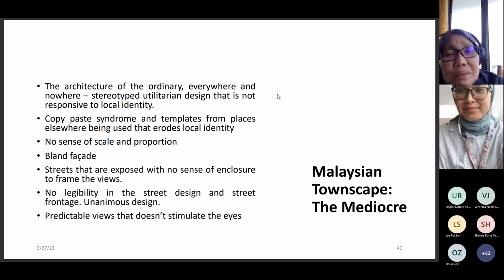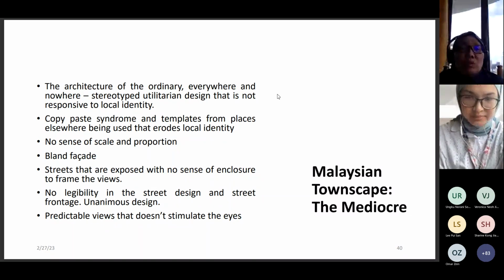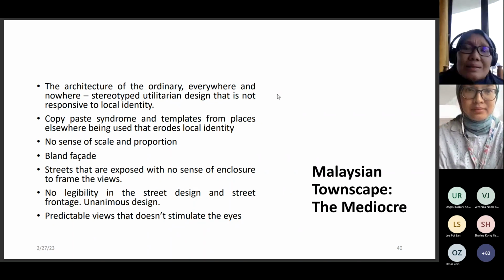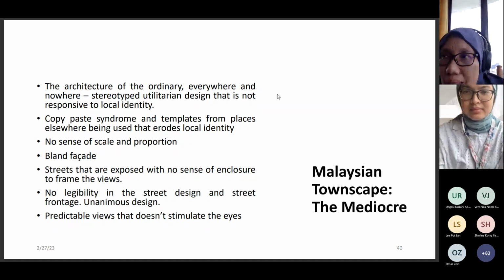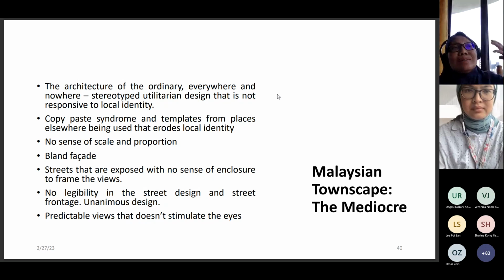And then we have streets that are exposed, with no sense of enclosure to frame the views, no legibility in the street design and street frontage, and unanimous design. Unanimous design is the antithesis of building design that gives identity. Another aspect is the predictable views that don't stimulate the eyes. You can predict the views, you can see them anywhere that you go. Next.